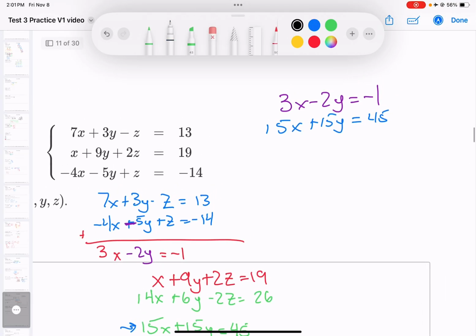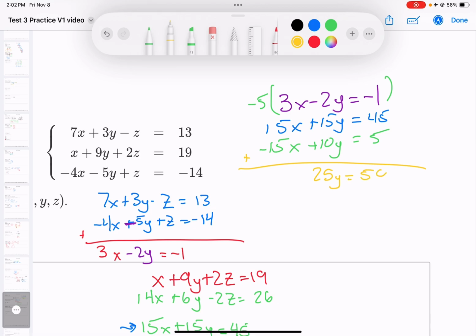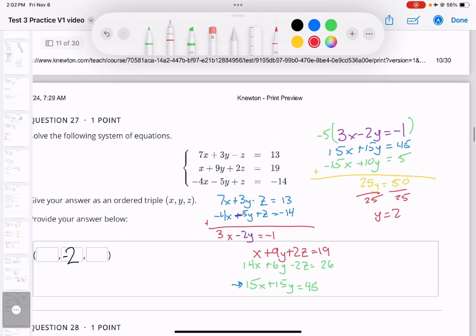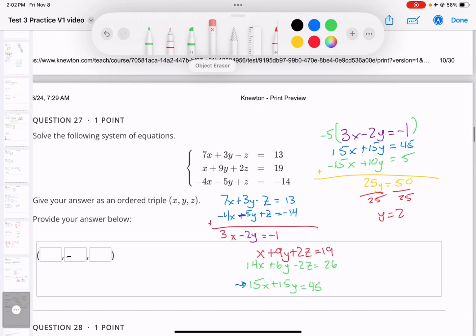Okay, so I'm still going to take the first one and I'm going to times it by a negative 5. Still doing that. So I got negative 15x plus 10y equals 5. And then when I add those together, I got 25y equals 50. Divided by 25, divided by 25, y equals 2. There we go. It's not negative 2.